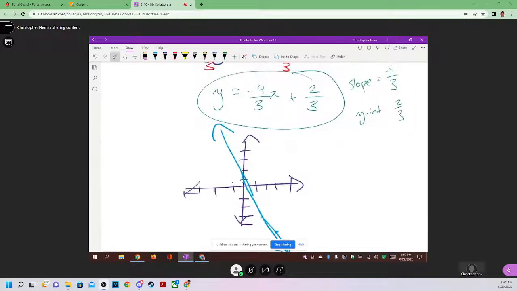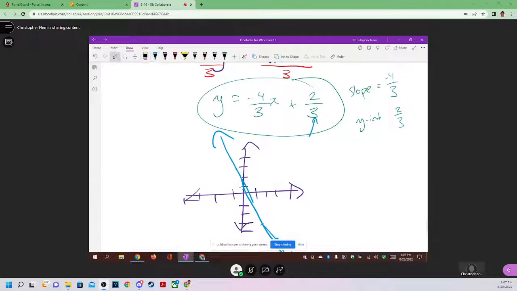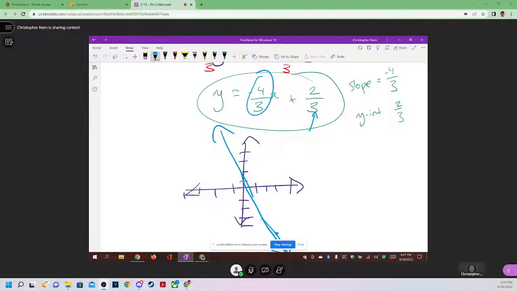It's harder to do this one because this is 2/3, but the idea is that right here, I need to understand that I can go down 4 and right 3. Alternatively, you can go up 4 and left 3 instead. So you have a choice. Because this is negative, remember that. Or you can go down 4 and then right 3 to your next point. Starting from your first point, if you travel that distance and draw another point, then you can draw a line. Either way, you'll get the exact same line.